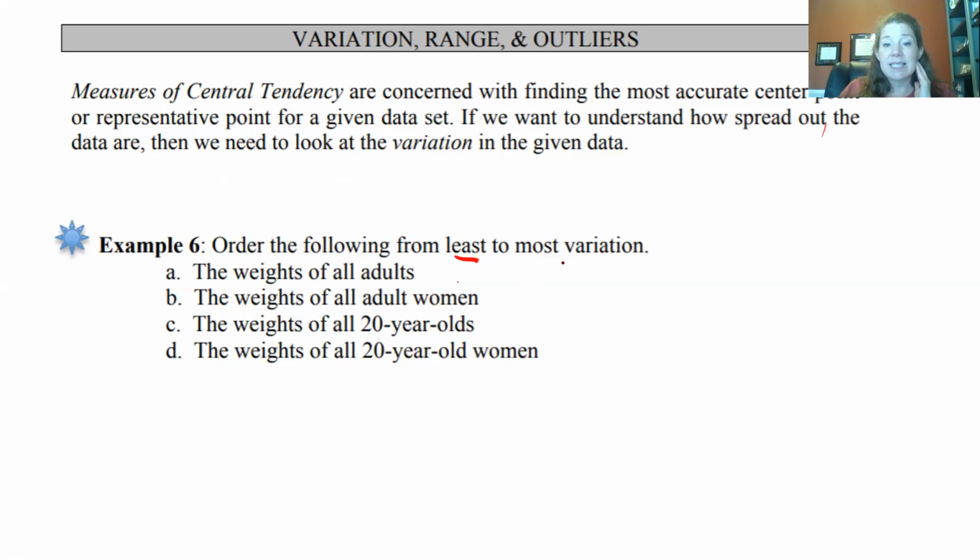Since it wants from least to most, then the least variation is going to be group D. And then the weight of 20-year-olds. And then going up to more and more variation, B would be the next group. And then the biggest group, the biggest variation would be letter A, the weight of all adults in the world, or whatever group we're talking about.